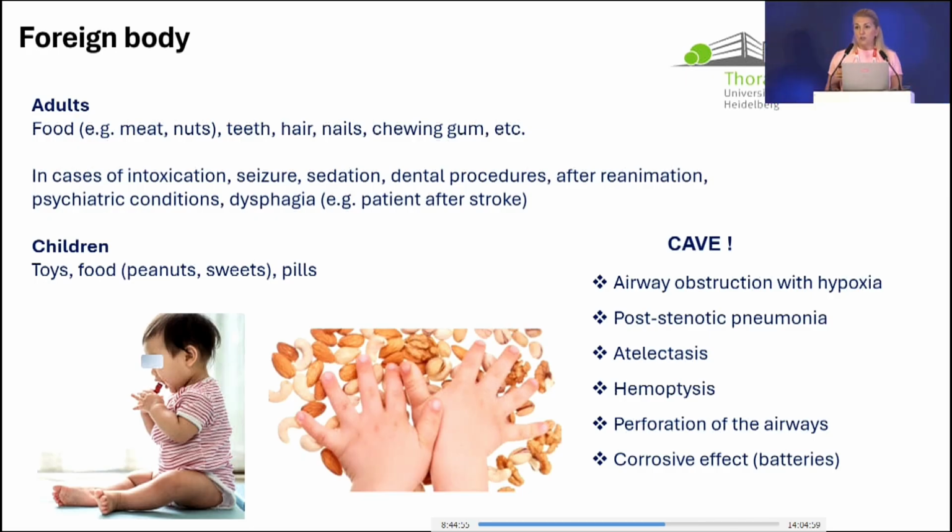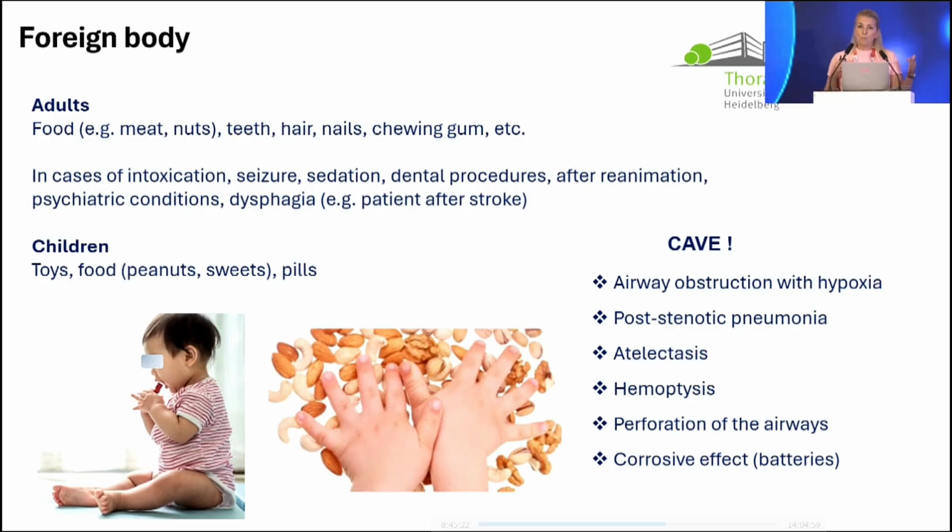Patients with psychiatric conditions, patients that swallow and aspirate everything possible, dysphagia after stroke, elderly patients, but also children, very, very important here. Children swallow most of the time, and it doesn't go to the esophagus, but to the lung. Toys, food, especially nuts or small pills, which are very dangerous. So this is what we have to take care of.